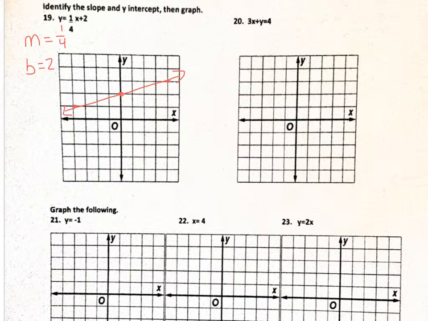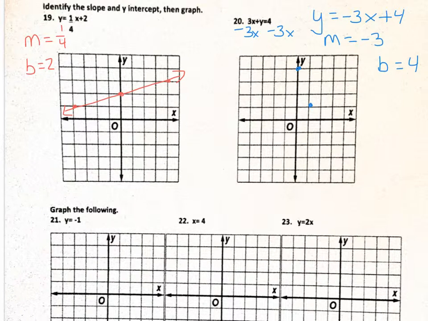The next one, it's not in slope-intercept form, so I need to put it in slope-intercept form. So we're going to go ahead and we are going to subtract. So I'm going to end up with y equals negative 3x plus 4. So now I can go ahead and list my slope as negative 3 and my y-intercept as 4. We're going to start at our y-intercept, so 1, 2, 3, 4. My slope's negative 3, which tells me to go down 3 and forward 1. Or I could have went up 3 and back 1. It doesn't fit on my graph though, so I'm not going to do that.